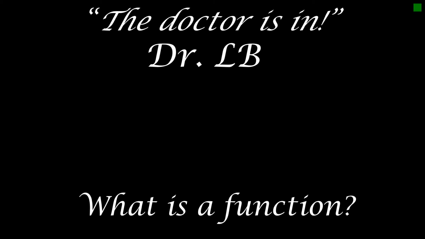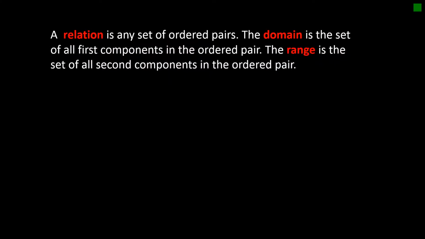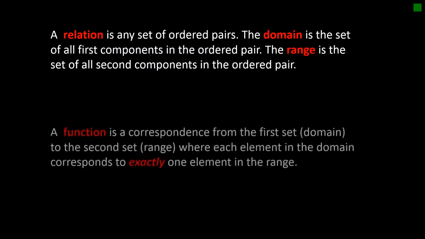Let's get started. Today, we explore the topic, what is a function? And in order to do that, let's first of all talk about a relation. A relation is any set of ordered pairs. The domain is the set of all first components in an ordered pair, or the x values, and the range is the set of all second components in the ordered pair, which represents the y values.